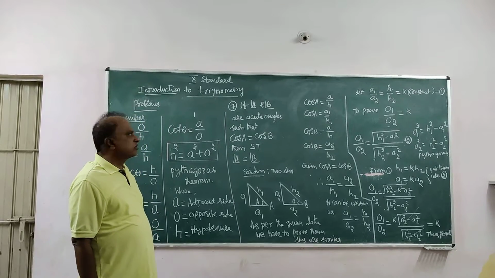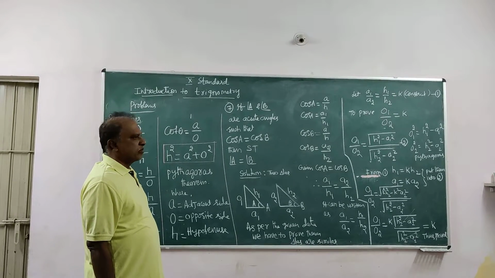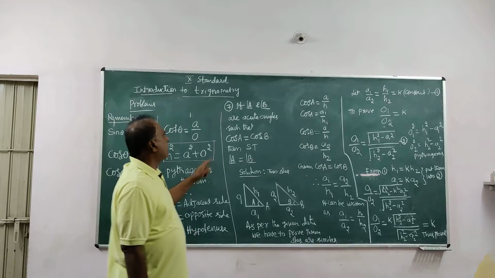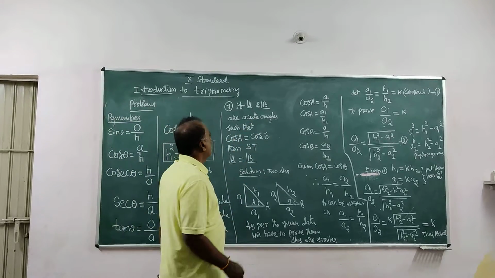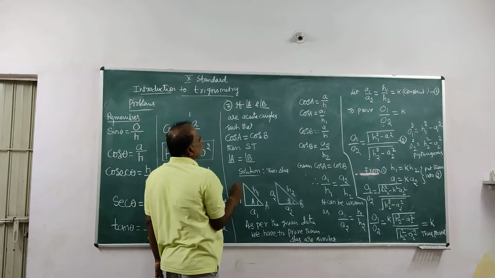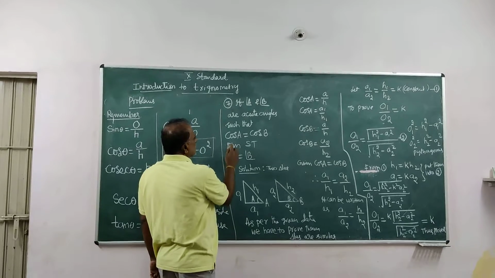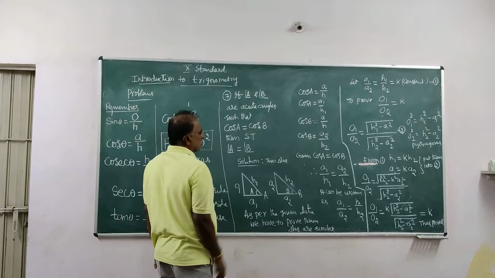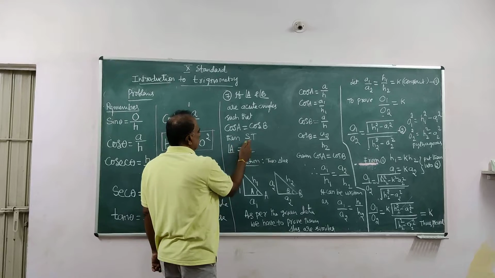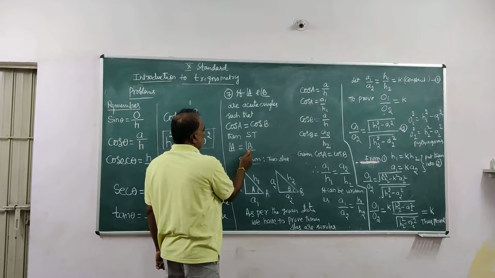The next problem is, I will read the problem. If angle A and angle B are acute angles such that cos A equals cos B, then show that angle A is equal to angle B.